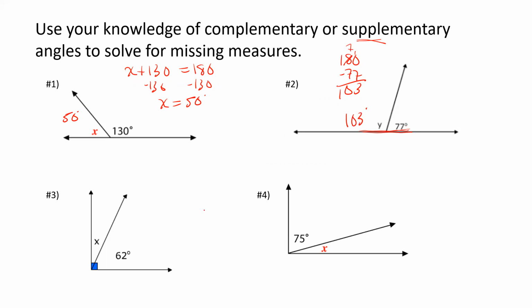So numbers 3 and 4, hopefully you recognize that these are complementary angles. So if I wrote an equation, it would look like this. And then to solve for X, I would subtract 62 from both sides. And I would get 28 degrees. Angle X is 28 degrees. And angle X down here is 15 degrees. All right, hope that makes sense.